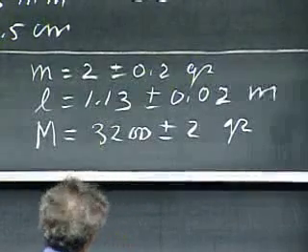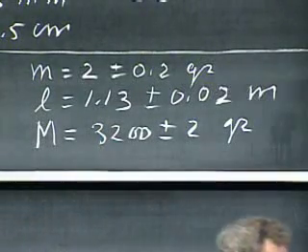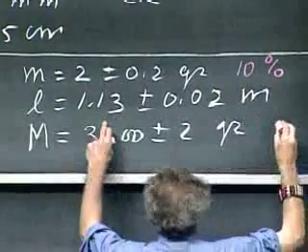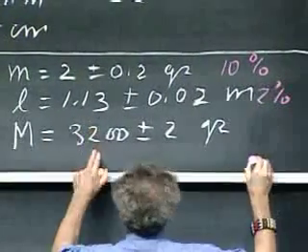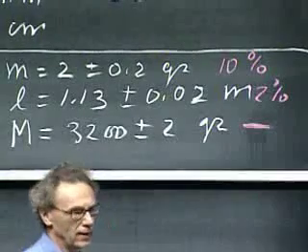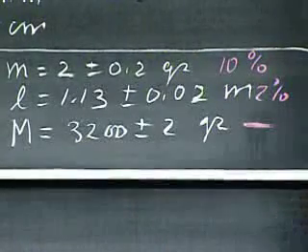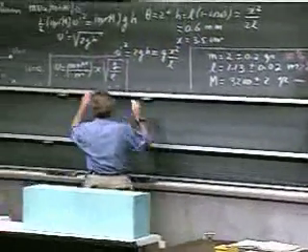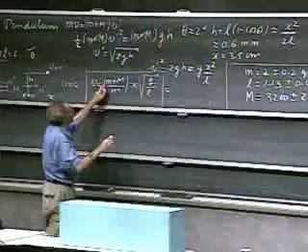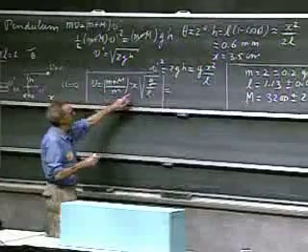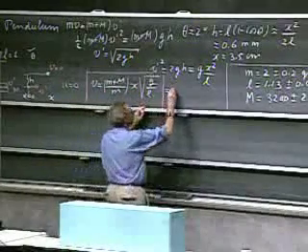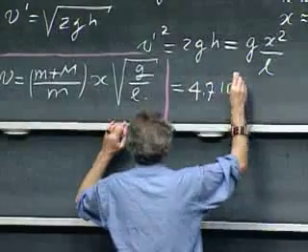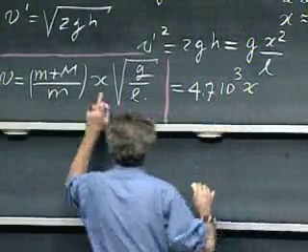So we have a 10% uncertainty in the mass. We have a 2% uncertainty in the length. And we have a negligible uncertainty in the mass of the block. That's negligibly small. So if I want to know now the speed of the bullet, I can calculate what m plus M divided by m is. I can calculate the square root of g over L. And with those numbers, I find 4.7 times 10 to the third times x. We have to measure x.